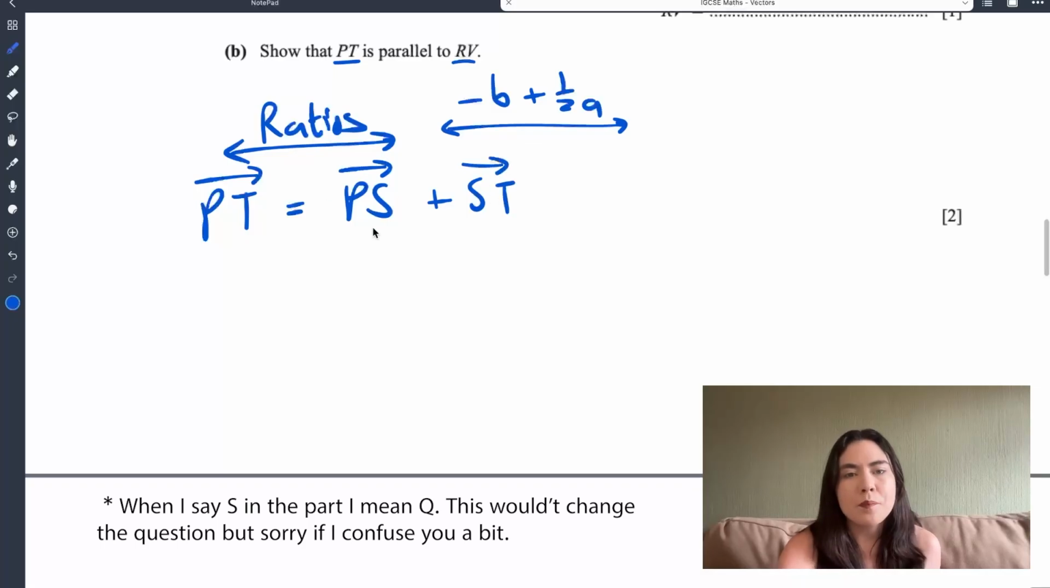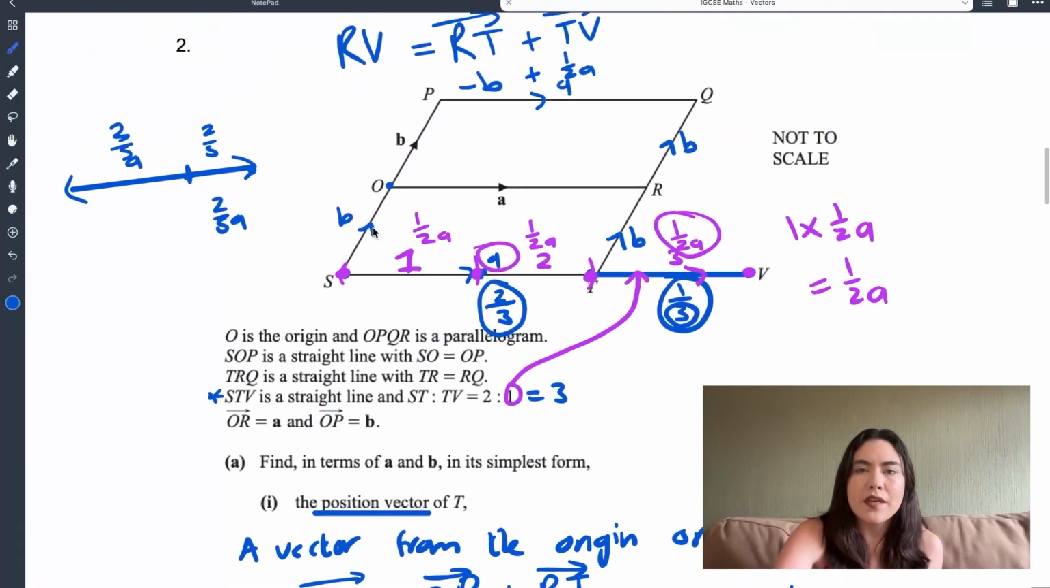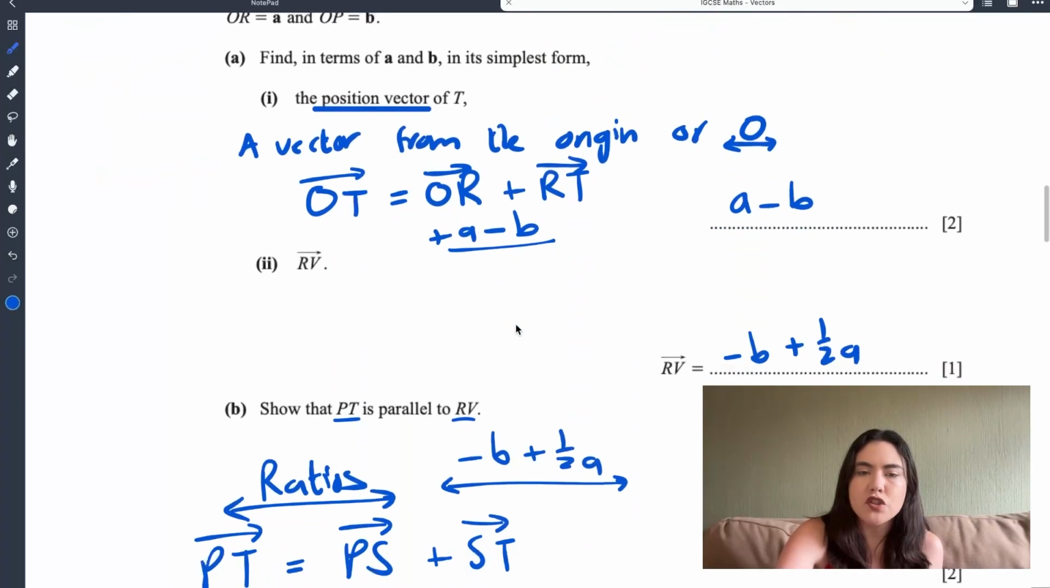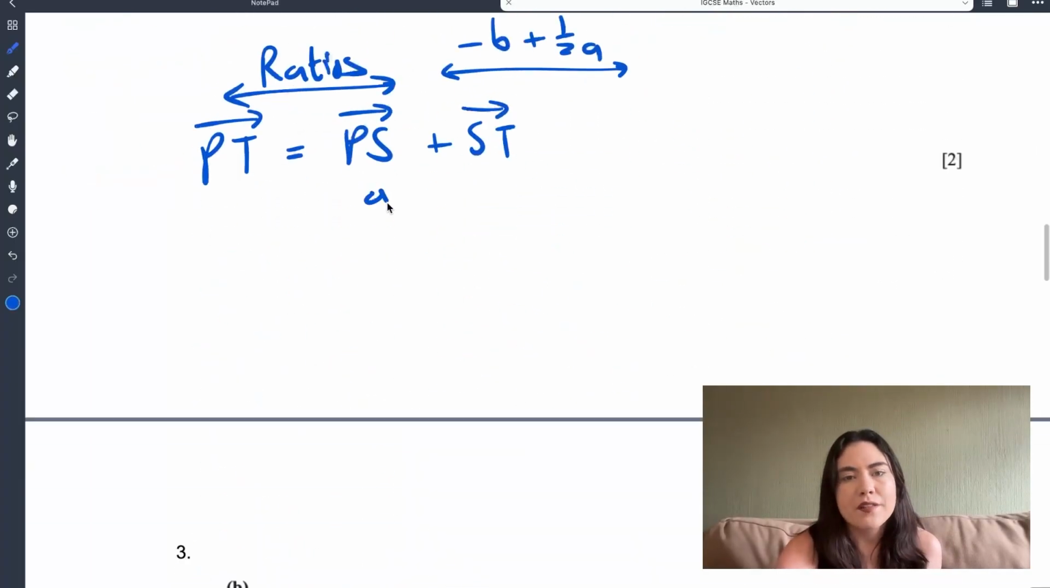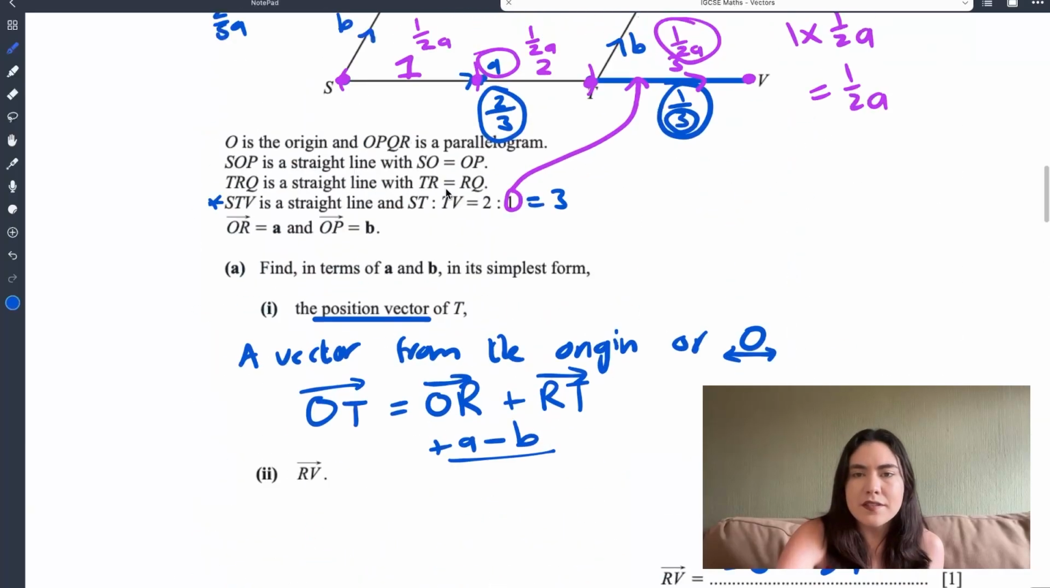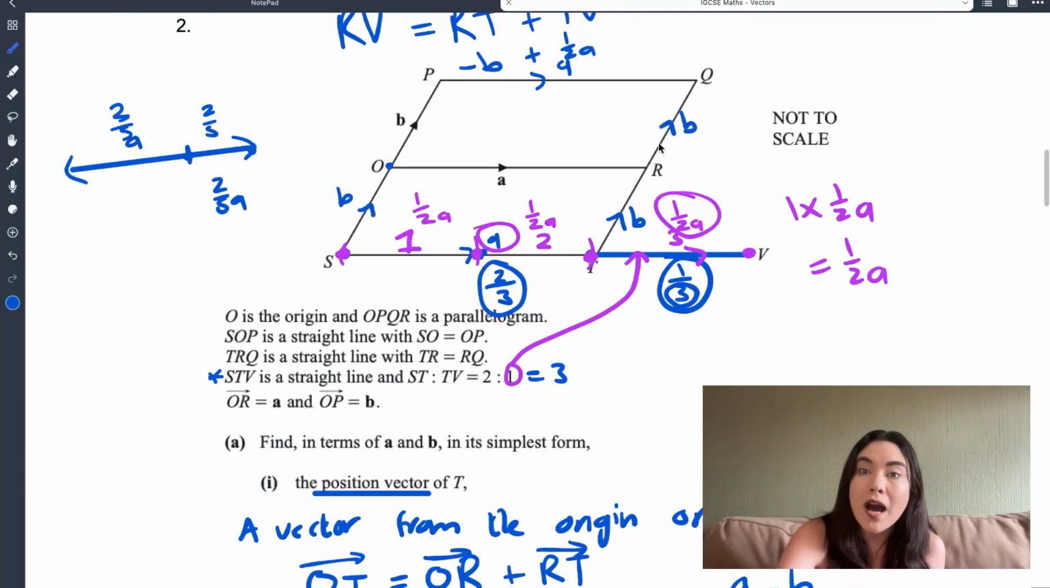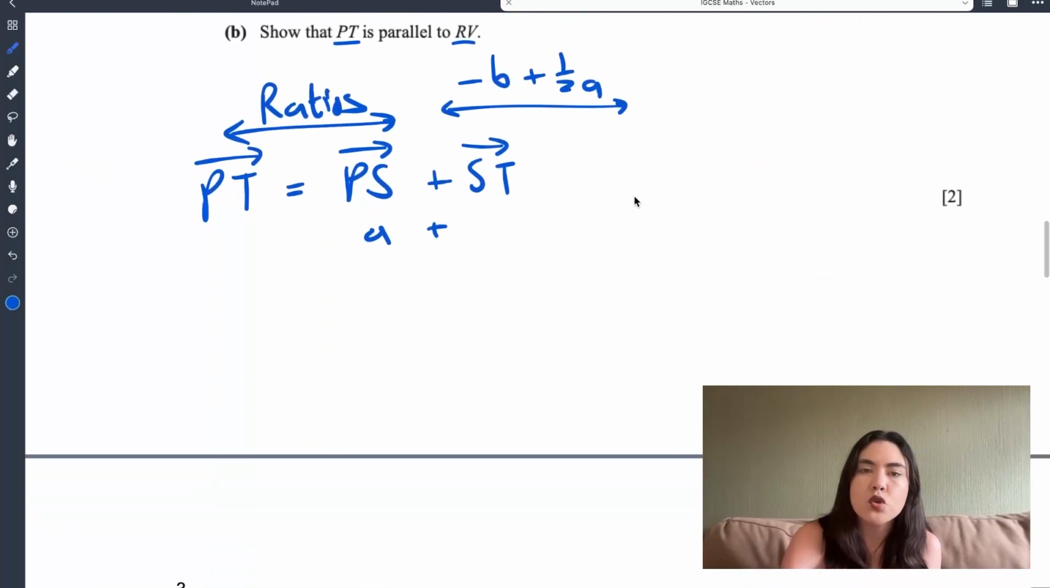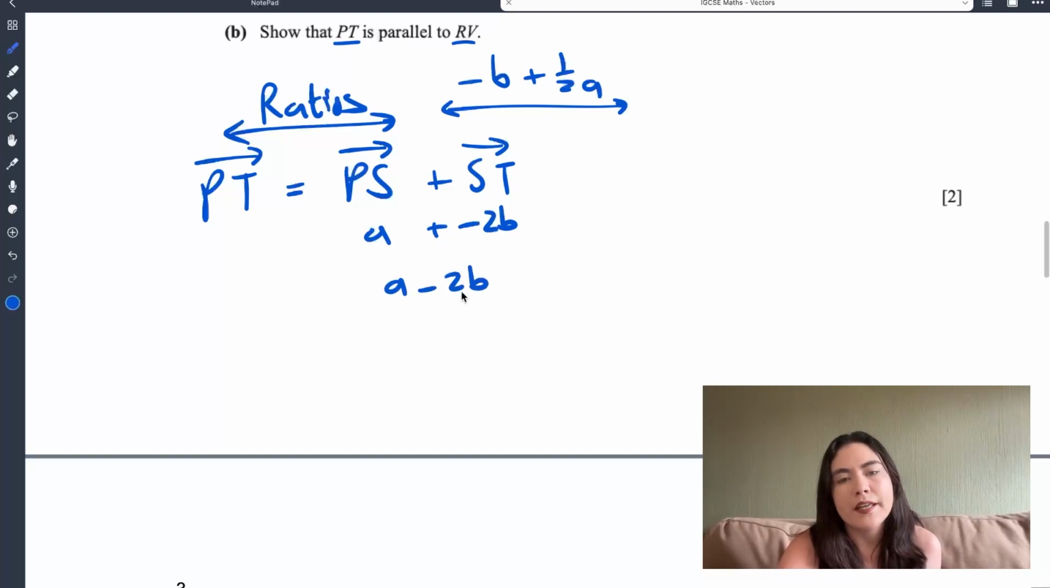Okay, so P to S we know is a, which we established because it's parallel to OR, which is also a. So that is a. And then S to T is minus, because again we're going the opposite direction, 2b, because we're going through two b's. So minus 2b. Now the plus and minus just cancel out, and we just have a minus 2b.